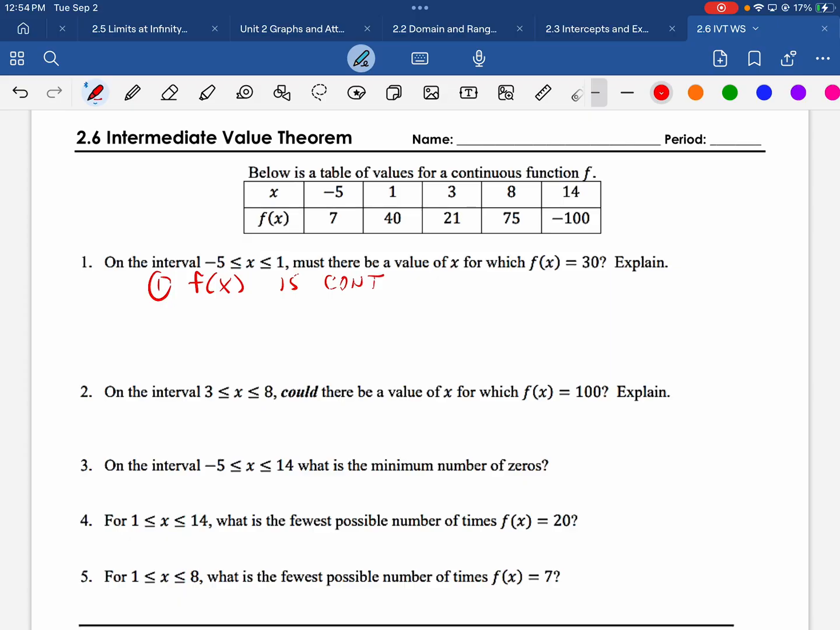And how do I know that it's continuous? It gives it right up here at the top.